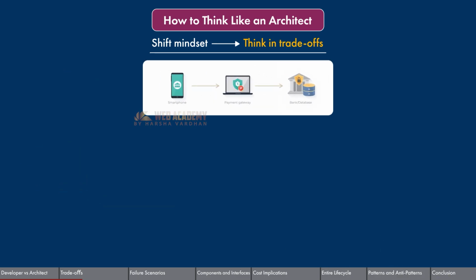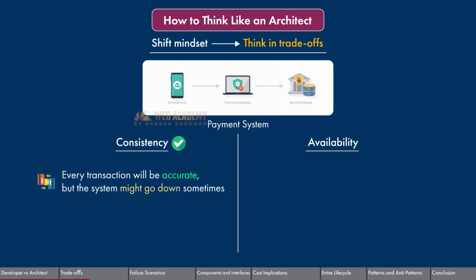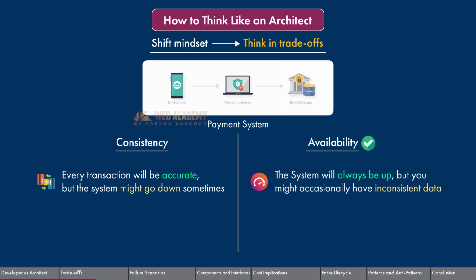For example, suppose you're designing a payment system. You have to choose between consistency and availability. If you choose consistency, every transaction will be accurate. But the system might go down sometimes. If you choose availability, the system will always be up, but you might occasionally have inconsistent data.